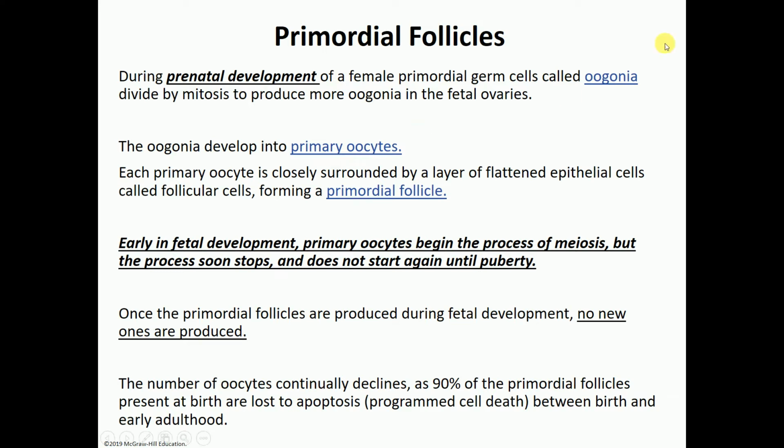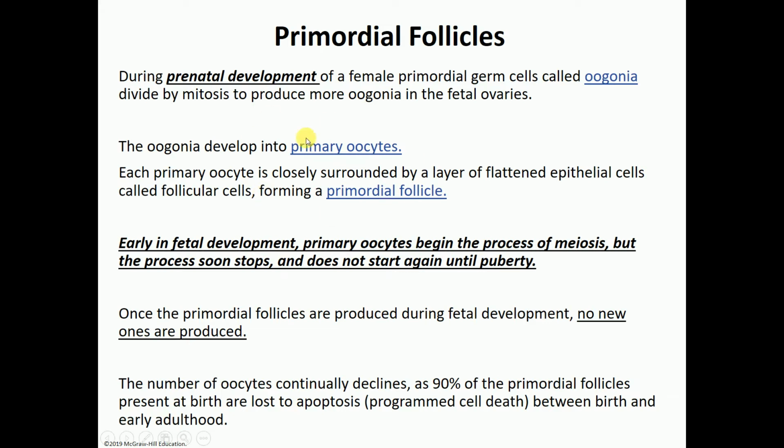So the oogonia, which are these very primitive cells, are going to make oocytes, or ovum. Those start to undergo mitotic division, so they're going to produce more copies of themselves. And then these oogonia are going to mature into what are known as primary oocytes. These primary oocytes are going to be surrounded by follicular cells.